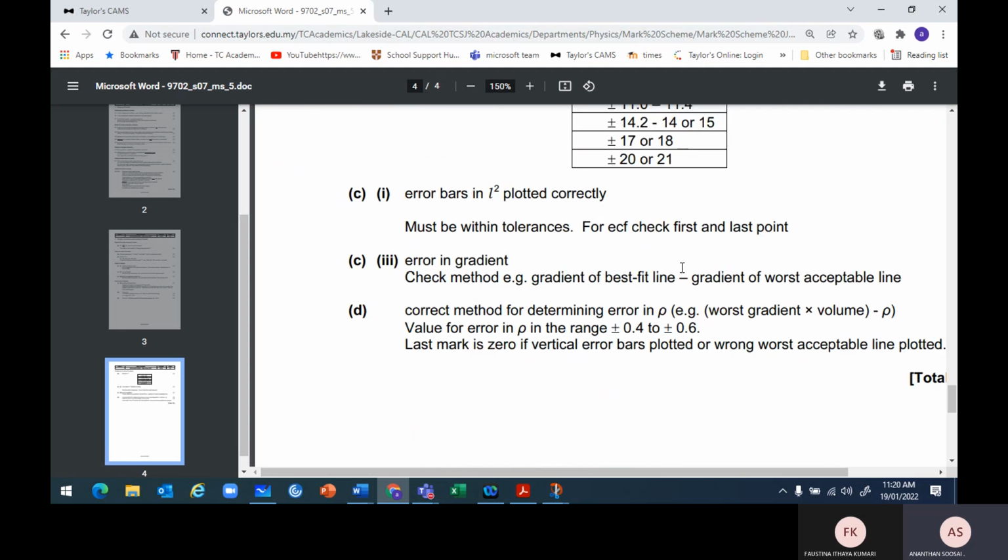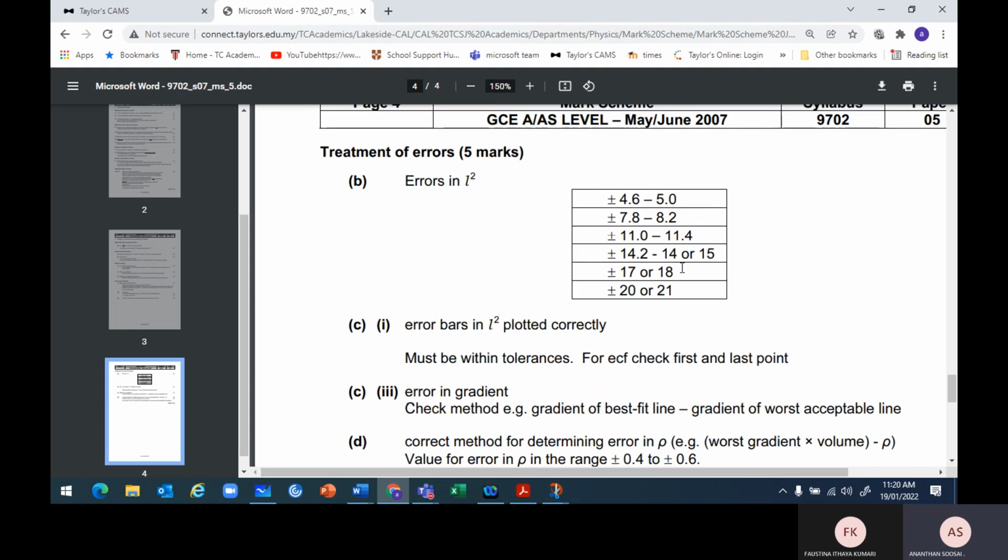Error for the volume. Because for volume they never give any error, so we assume it's a definite value number without any error. So 0, no error.